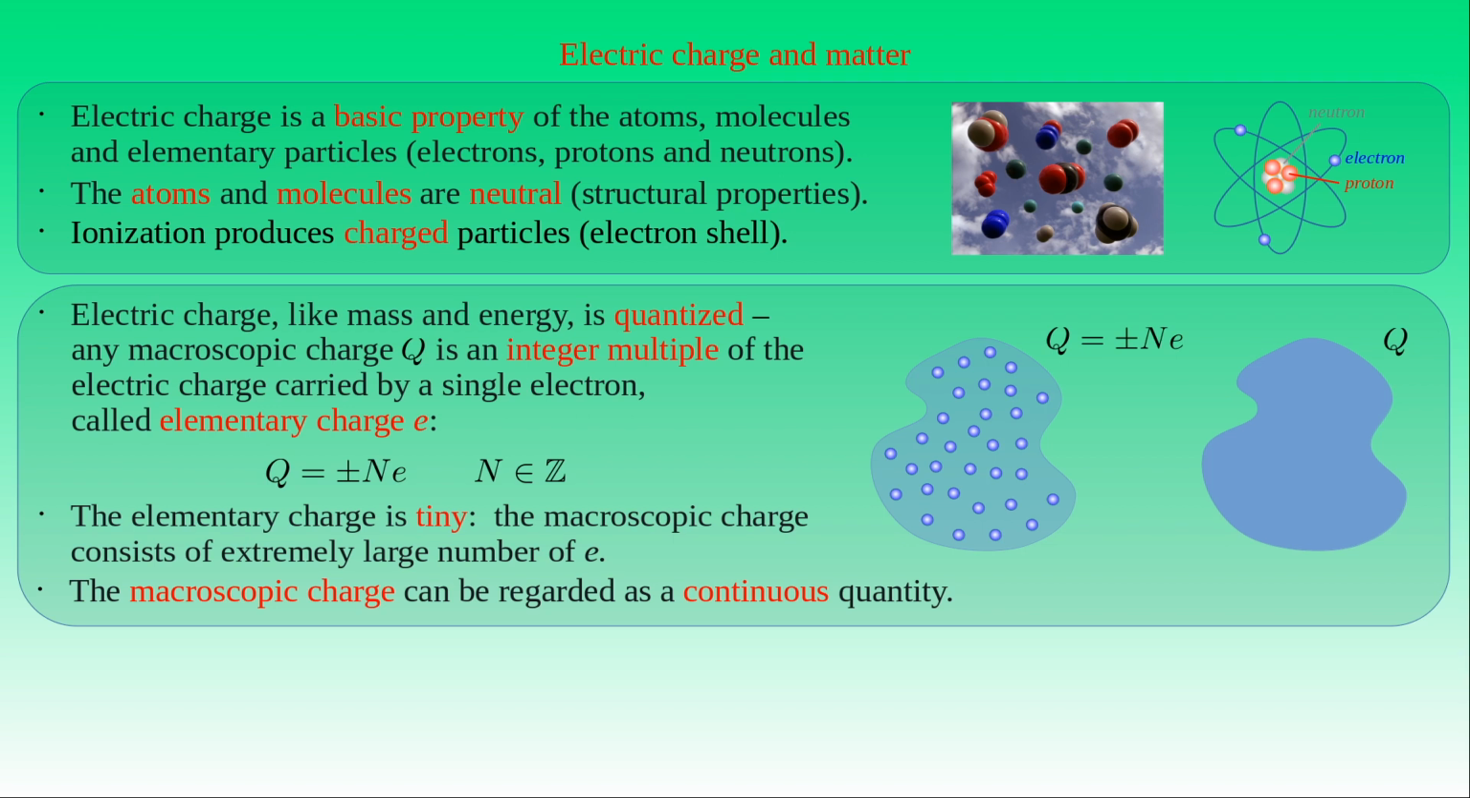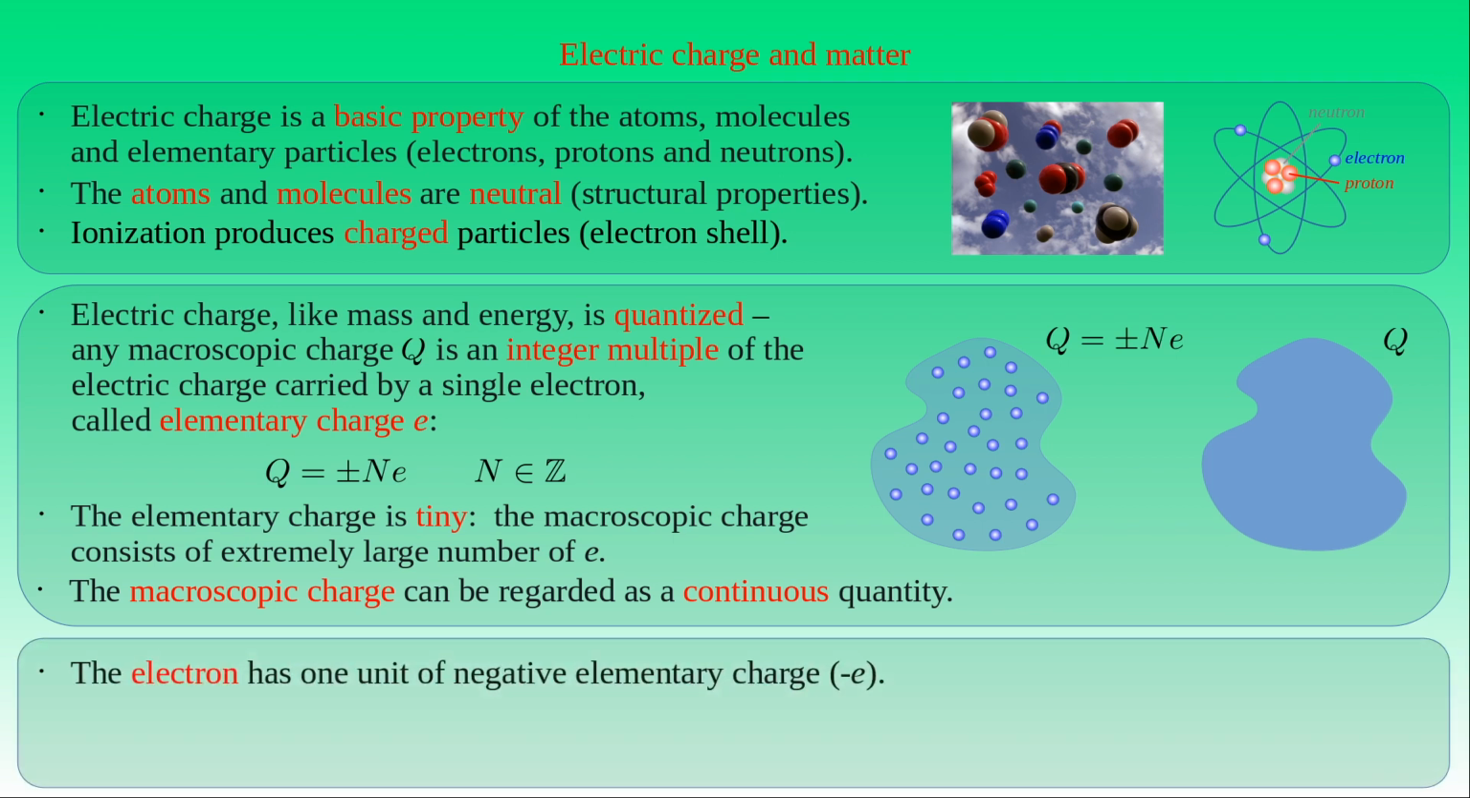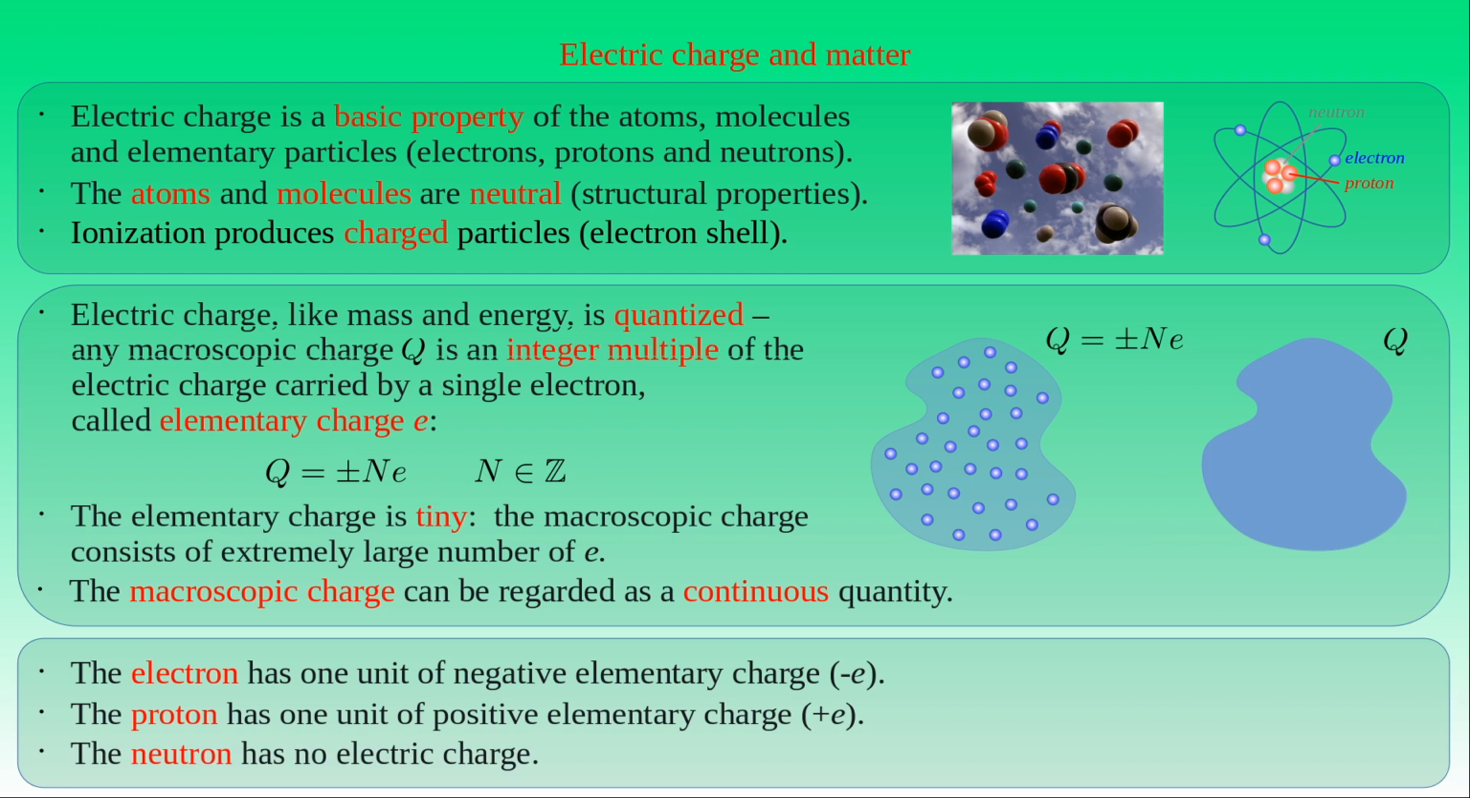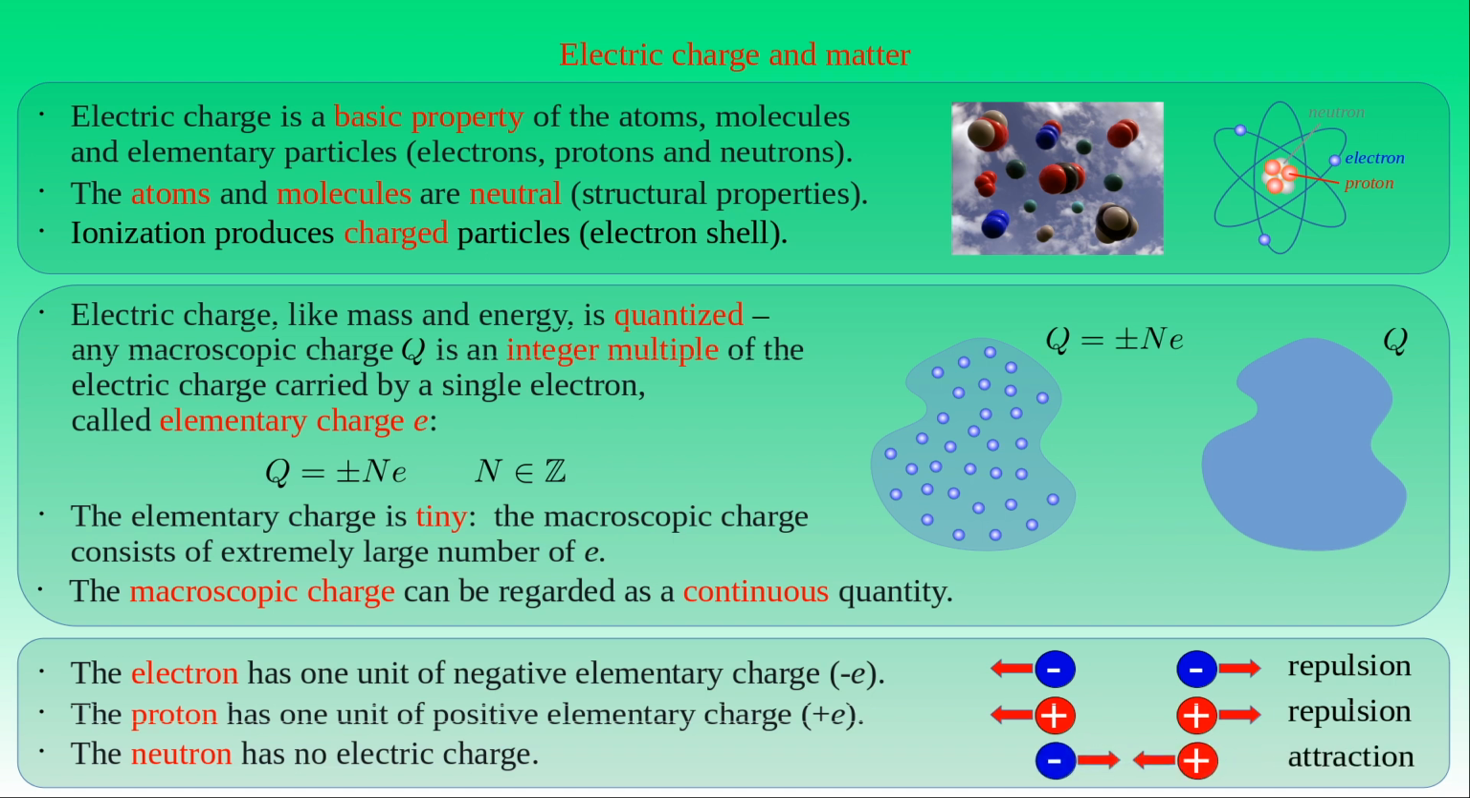We saw that the electron has a negative elementary charge, which we can denote with minus E, the proton has a positive elementary charge, denoted by plus E, and the neutron has no electric charge, that is, the neutron is electrically neutral. Therefore, electrons and protons carry opposite charges with the same magnitude. We also call the charged particles charge carriers. As a result, electrons repel each other with their like charges, so do protons. However, electrons and protons attract each other with their opposite charges.